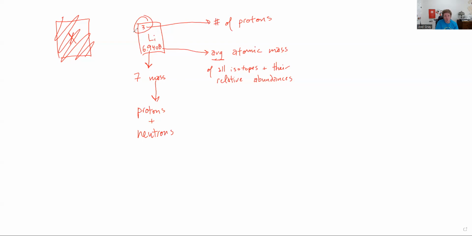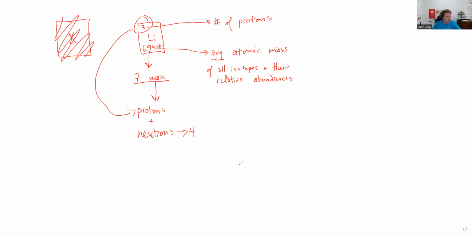Now, since you have this whole number, you've got your number of protons. So effectively, an isotope of lithium with a mass of 7 has 3 protons, 4 neutrons. Okay, so when you look at the periodic table, it's important to be able to extract that sort of information out.